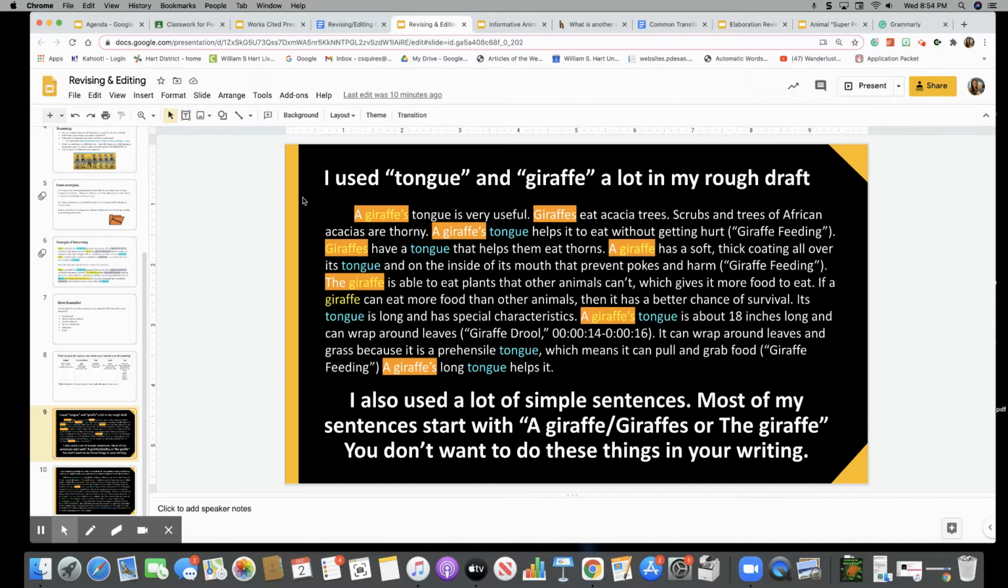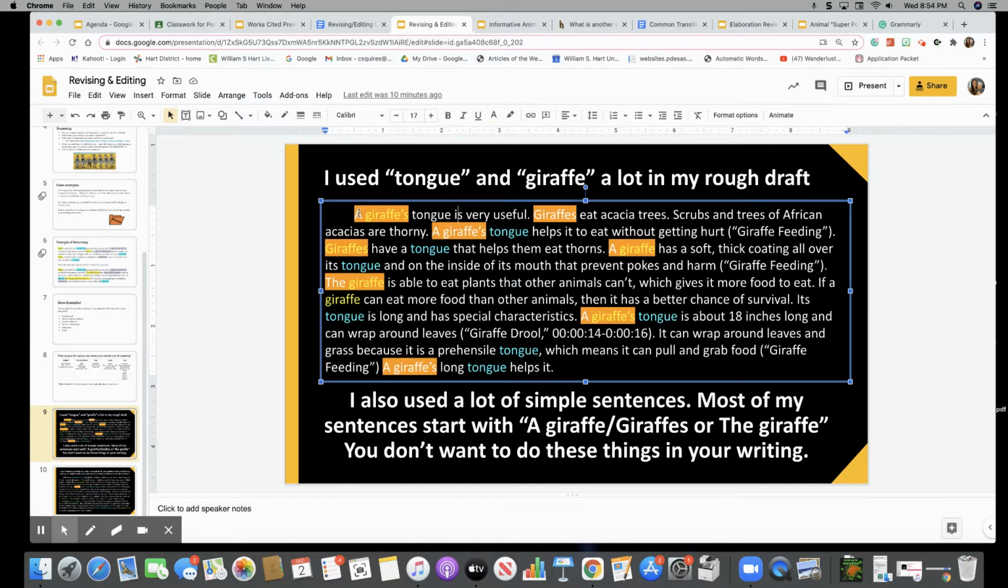And you'll notice that I have a lot of simple sentences. A simple sentence is when you have a subject and a verb, and it's usually a short sentence, and that's it. There's one idea, one subject, one verb, and that's it. A giraffe's tongue is very useful. Giraffes eat acacia trees. Do you see, giraffes eat acacia trees? You have a subject and a verb, and that's it. It's generally a short sentence. If you speak or write with a lot of simple sentences, it can sound very robotic. A giraffe's tongue is very useful. Giraffes eat acacia trees. A giraffe's tongue helps it to eat without getting hurt.